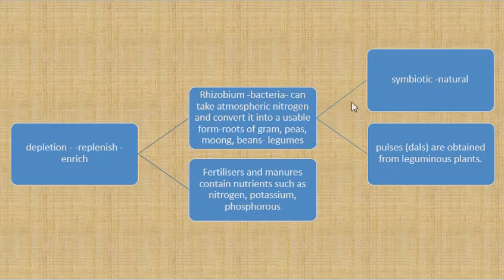Now, however this is happening, this is a symbiotic, natural relationship. That means what? Rhizobium in the root and the legume live together, symbiotic, and help each other. Rhizobium gives nitrogen to the plant. The plant gives enough food or other nutrition for the rhizobium to survive. Pulses, dals, etc. are obtained from leguminous plants.